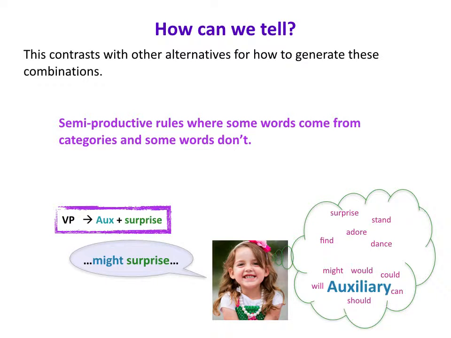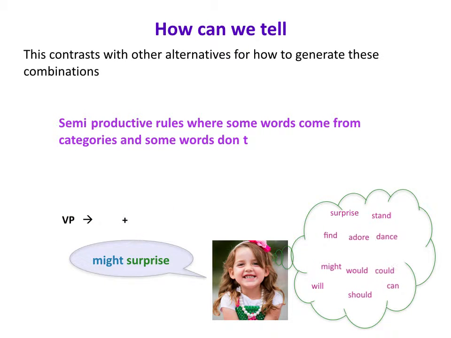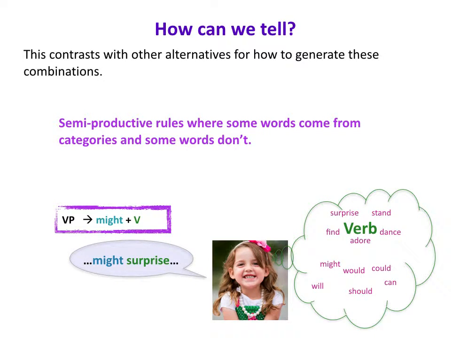So that's semi-productive because only one of your words actually is connected to a category symbol, and semi-productive goes the other way too. You could have might being the individual word because you haven't collected together, say, your auxiliaries under one category, while surprise is part of the category verb, right? So your rule, again, has a word and a category together. That's why it's semi-productive, because only one of these things is a category.